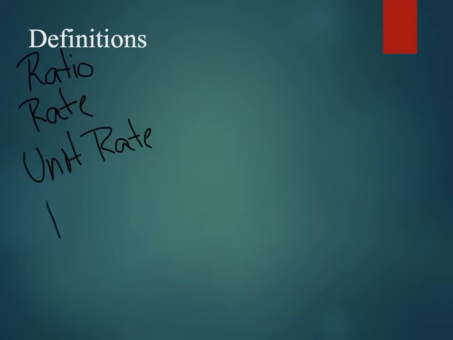Finally, we have a proportion. A proportion is an equation that shows two ratios that are equal. So you can see how all of these relate. We use these all the time and we don't even know it, so let's do one example to see how we could use these.